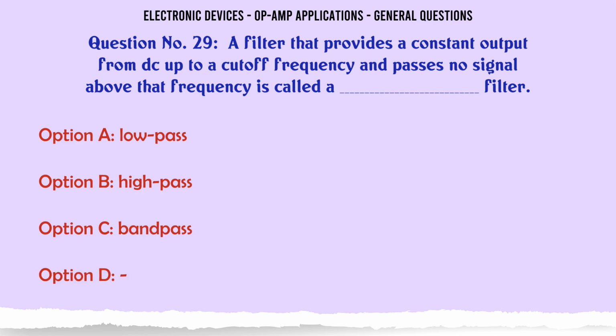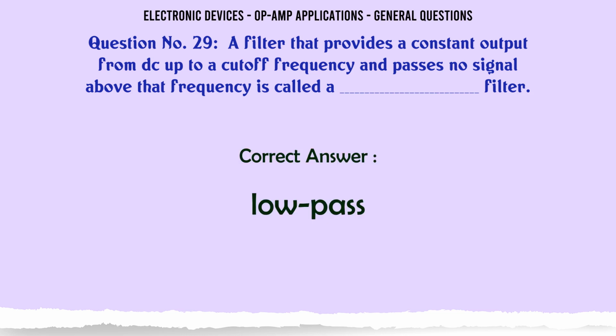A filter that provides a constant output from DC up to a cutoff frequency and passes no signal above that frequency is called a filter. A: low pass, B: high pass, C: band pass. The correct answer is low pass.